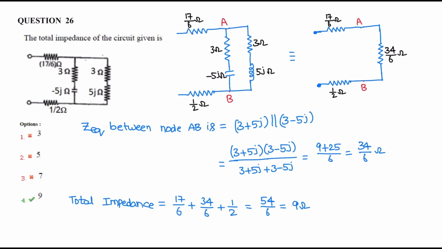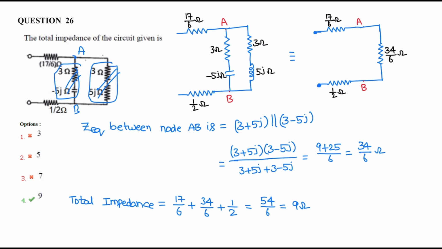Question number 26. To find the total impedance of the circuit given. Here 3 plus 5j ohms and 3 minus 5j are in series, so 3 plus 5j is in parallel with 3 minus 5j. So the equivalent Z between node A and B. Let us assume this is node A and this is node B.